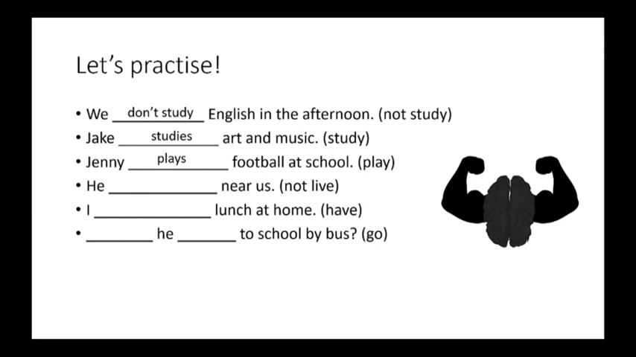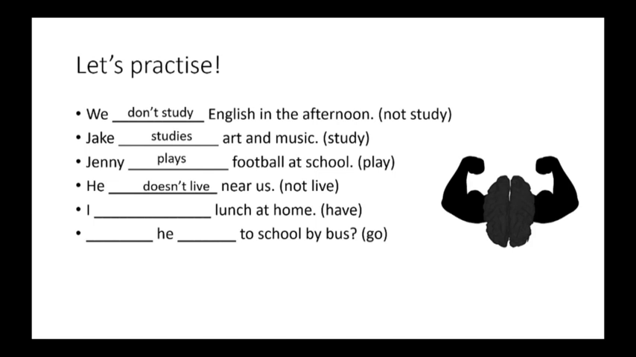What about the next one? He not live near us. He is third person singular. That means that we need which auxiliary verb? Do or does? Exactly, we need does not live. Doesn't live. He doesn't live near us.